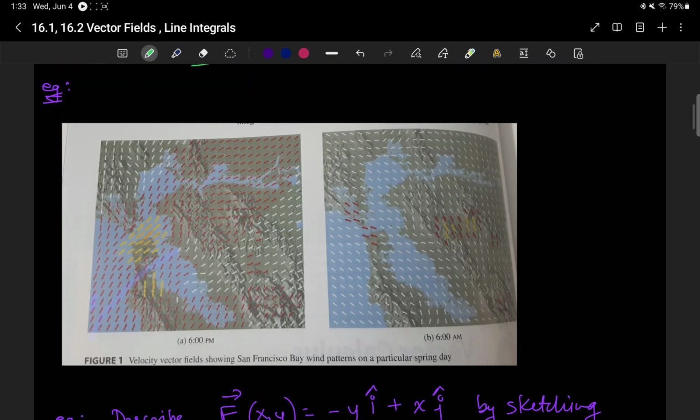So an example, again, like I said, is the vector field showing San Francisco Bay wind patterns on a particular spring day. So you take coordinates and you can find a certain motion, a direction, and you can analyze it, and there are cycles we can find, there are pathways we can find. There's a lot of things that can be done with this.